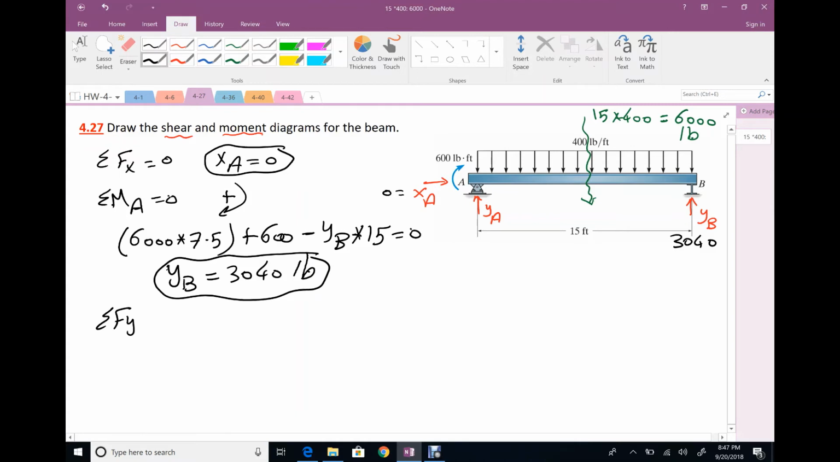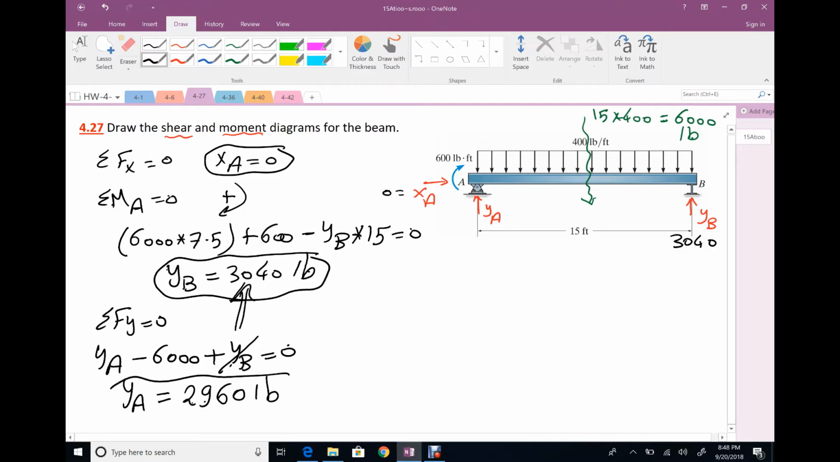Summation F of y equals 0. We have YA negative 6,000, we have YB positive equals 0. YB was calculated 3,040. So YA will be 2,960 pound. I'm sorry, I forgot, YB is 3,040, not 340. I'm sorry, 3,000. Okay, YA is 2,960.